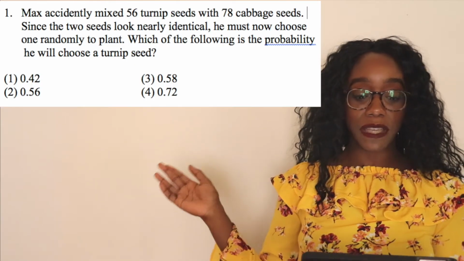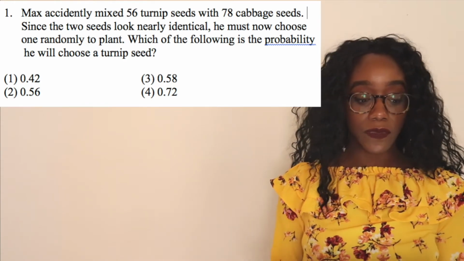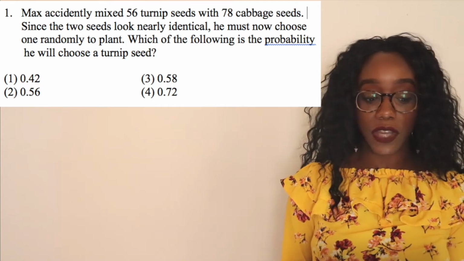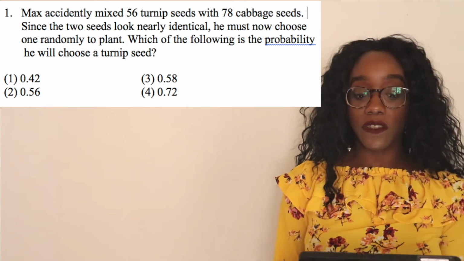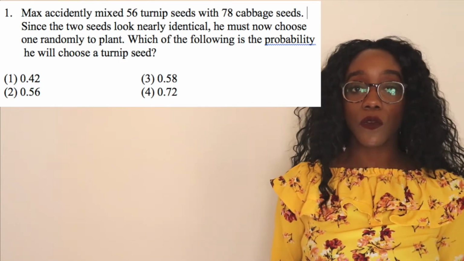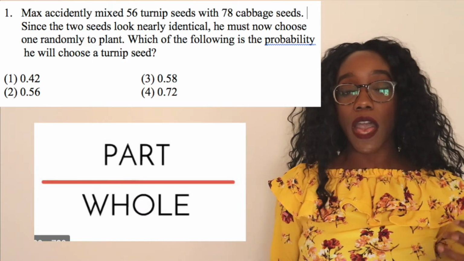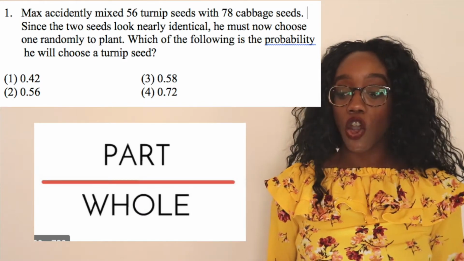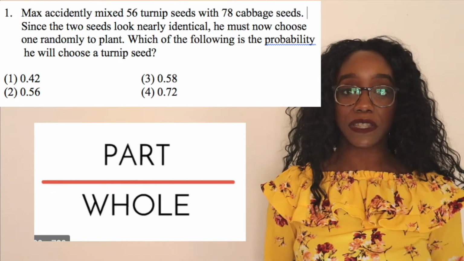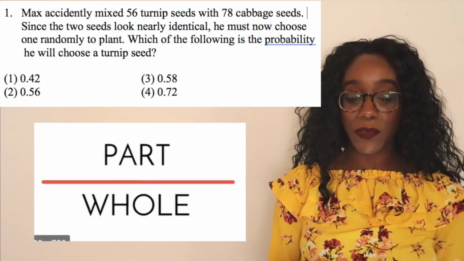Max accidentally mixed 56 turnip seeds with 78 cabbage seeds. Since the two seeds look nearly identical, he must now choose one randomly to plant. Which of the following is the probability that he will choose a turnip seed? So this question is about basic probability. You want to think about how many turnip seeds there are over the total number of seeds that he has. Alright, so take a moment to pick your answer choice. You can pause the video if you need to as well.